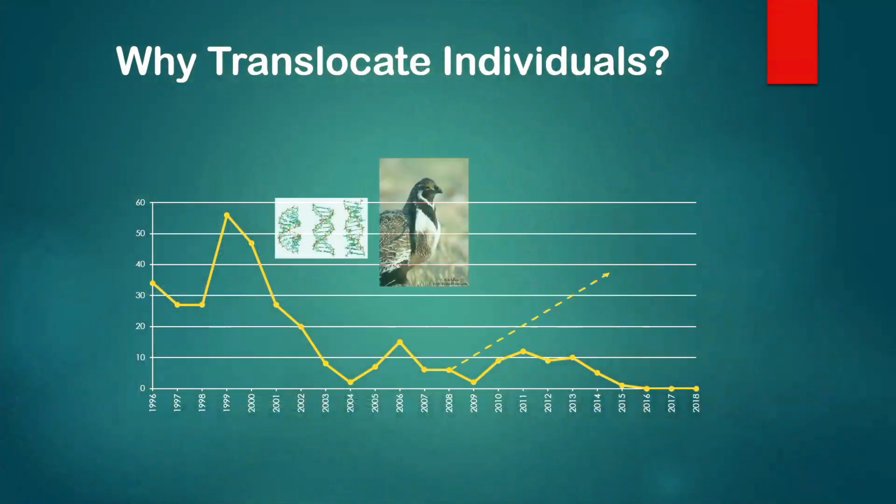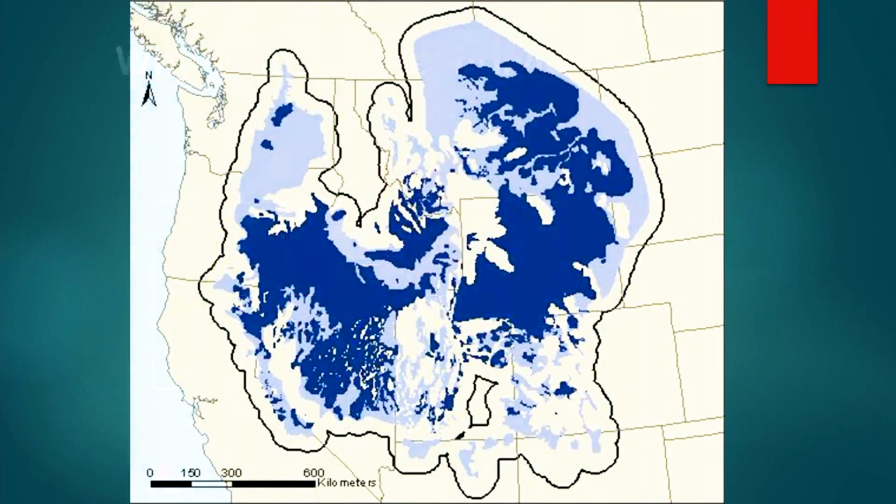So why do we translocate individuals? Well, usually you've got a population declining, right? You want to reverse that trend. You can do that by adding animals to the population, or you may have reason to believe there's a genetic bottleneck and you want to add animals to breed and refine the genetics a bit. So there's lots of reasons why you would want to translocate individuals, but usually it's to recover something.